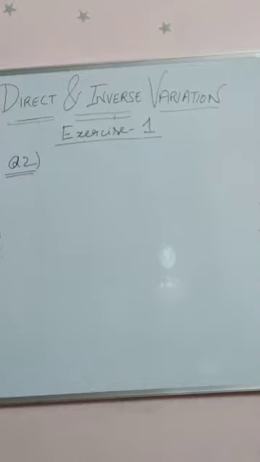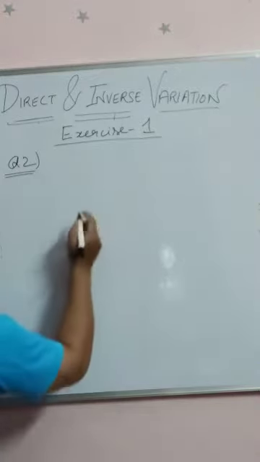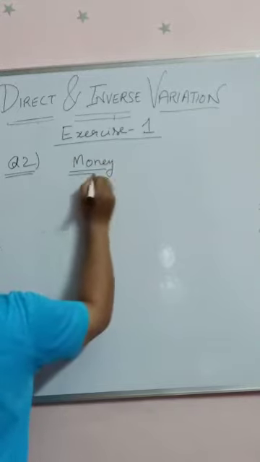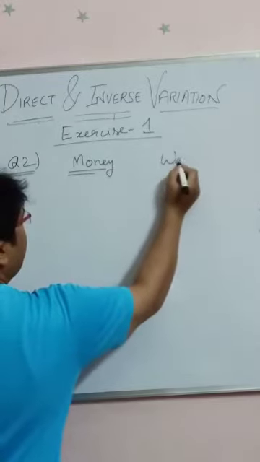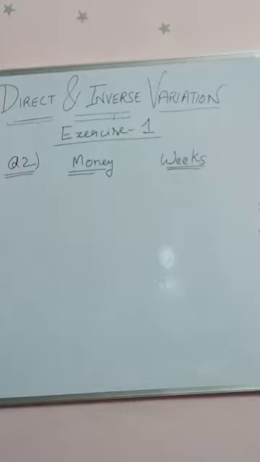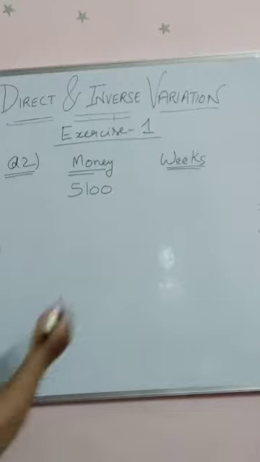Kindly see the book. The question says, a person earns ₹5100 in 3 weeks. Now there are two quantities given, that means the time duration in weeks and the money earned. So I'm going to write the statement for this given question in the form of columns. I have the money earned by the person as one heading and the time given in weeks. So they are saying, again I'm going to read the statement, a person earns ₹5100. The money given is 5100. In how many weeks? He is earning it in 3 weeks.